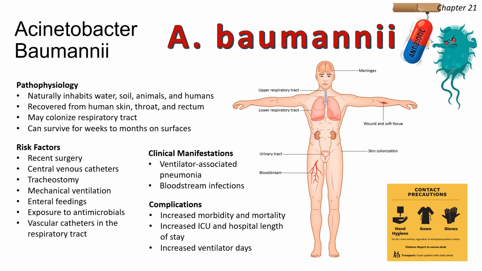It's possible it can actually colonize the respiratory tract. Studies have shown that vascular catheters and the respiratory tract have been identified as the most frequent sources of Acinetobacter bacteremia, so blood infection that originated from those areas.